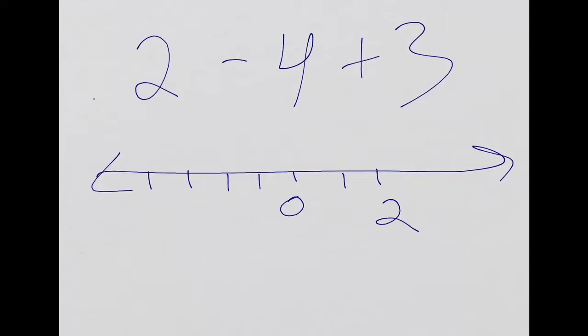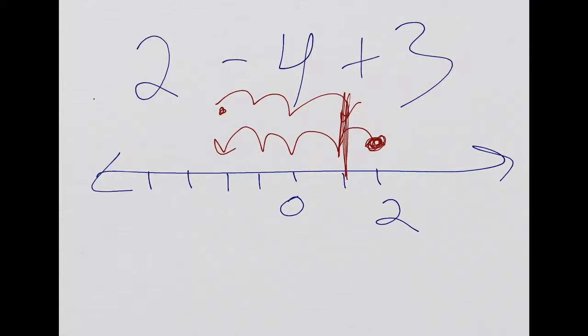So if we start here with a positive 2, and we subtract 4, that means we are moving on the number line 1, 2, 3, 4 to the left. Because when you subtract, you move to the left. And from there, we're going to move 3 to the right. Our final destination is here at a positive 1.